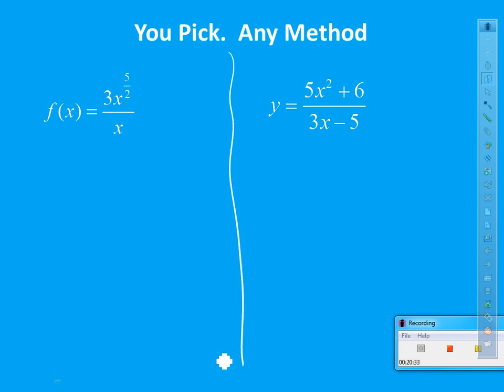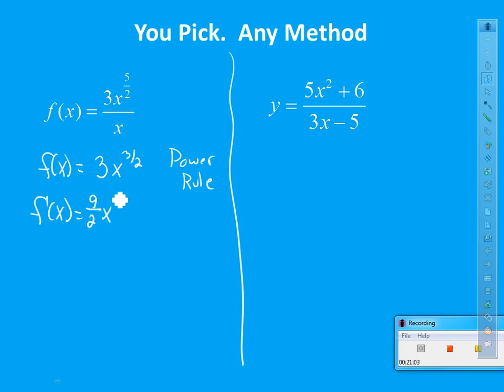f of x is 3x to the 5/2 all over x. We could use the quotient rule on that, but that's not the best way. I could simplify this to be 3x to the, subtract your exponents, 3/2. Now I've got a really simple power rule. That's what we learned last class. So f prime of x is going to be, bring that 3/2 down, I'm going to get 9/2 x to the subtract 1, 1/2. There's my answer. Okay? So if you can simplify first, simplify.